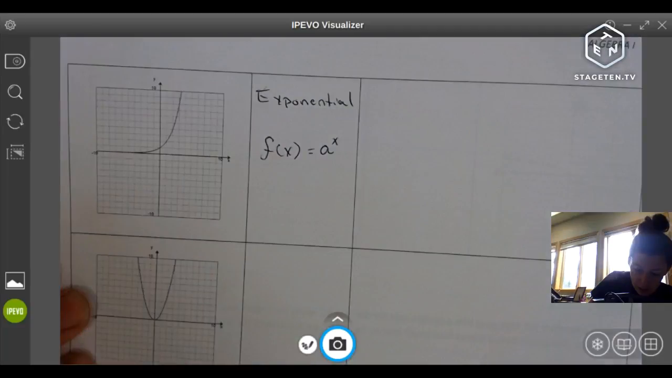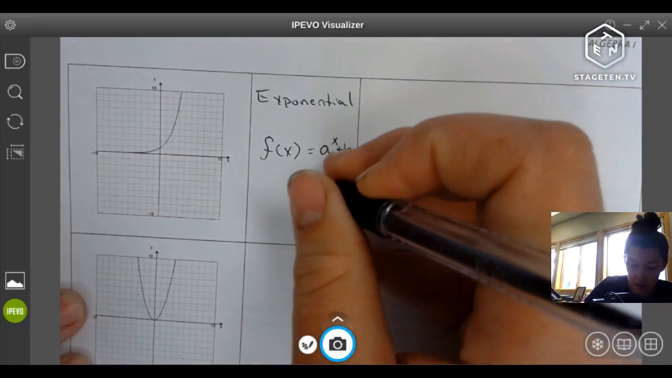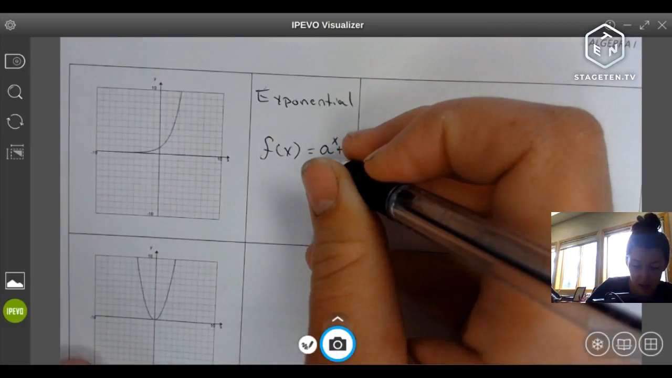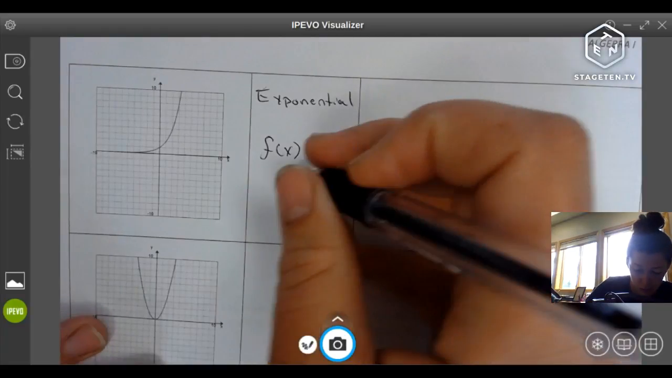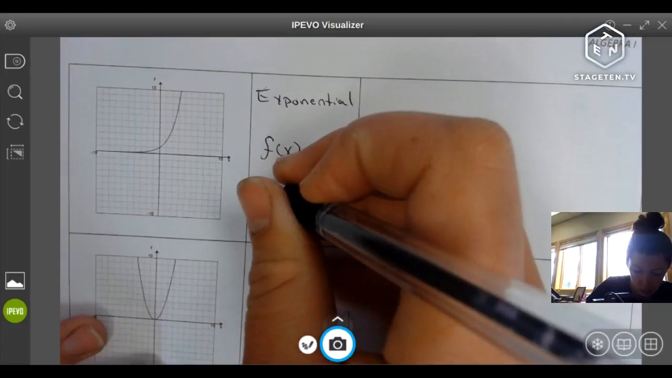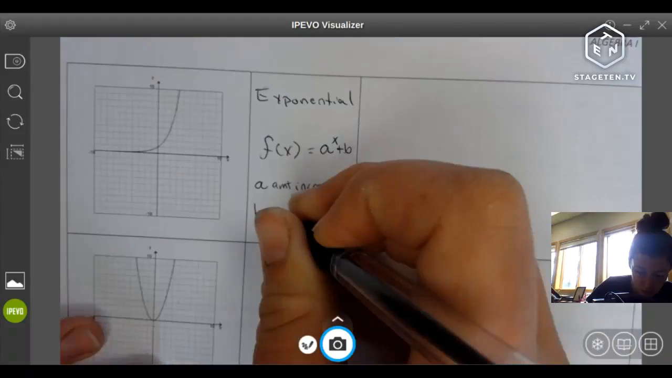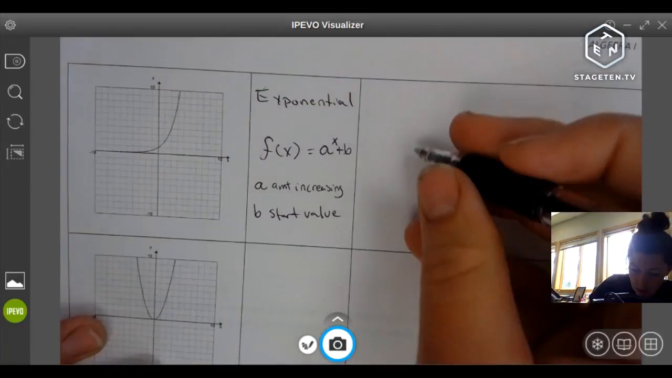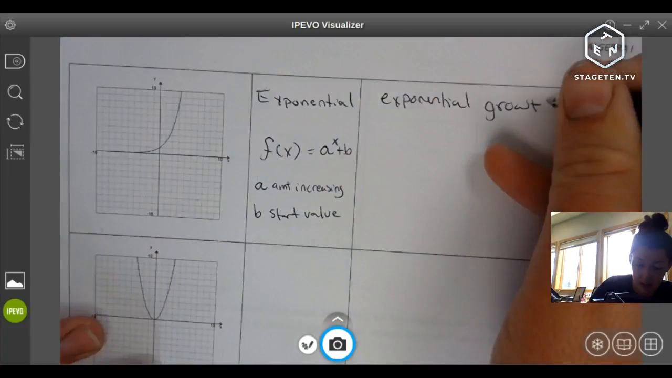The parent function of this is b to the x. And technically, I like to put plus b, where it's increasing, right? And b is the starting value.